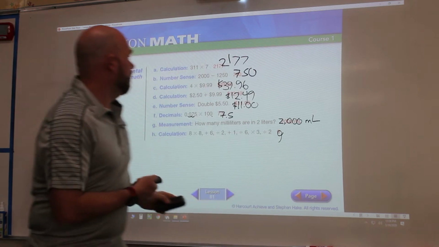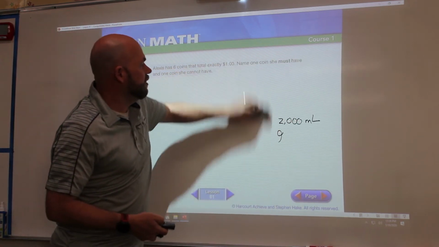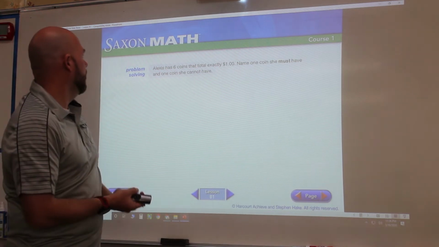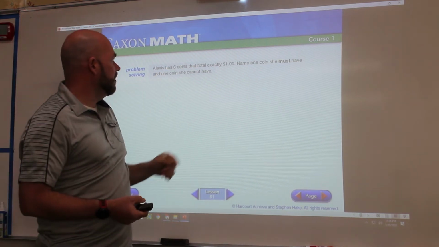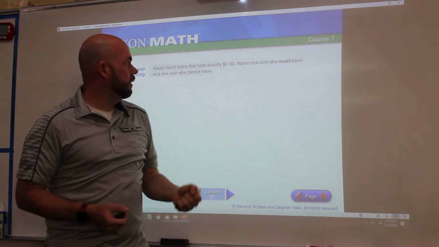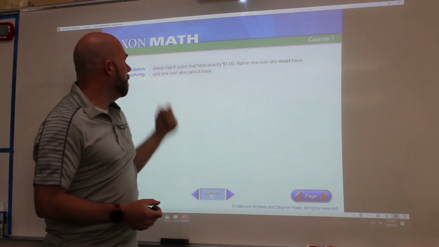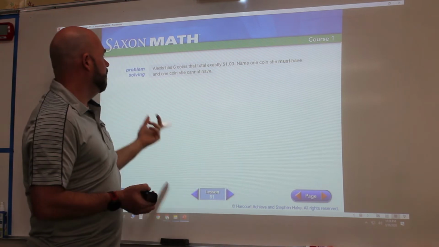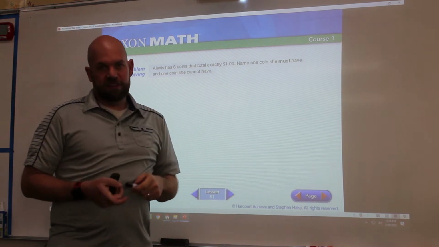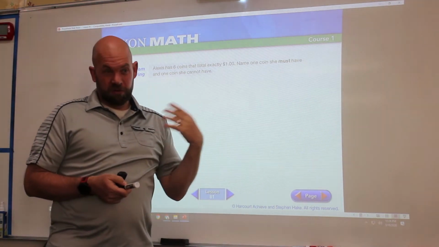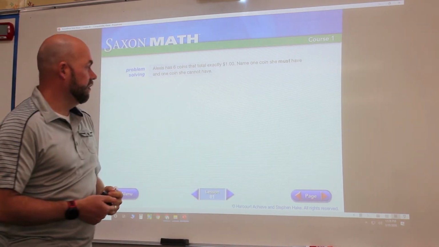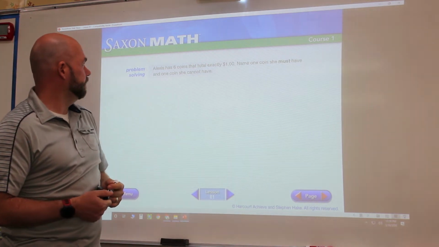For our problem solving, again, let me read this to you and see what you can do on your own, and then after a few seconds I'll try to solve it. Alexis has 6 coins that total exactly $1. Name 1 coin she must have and 1 coin she cannot have. So if we rethink through this, it's just she has 6 coins. We know she's going to have at least 1 kind of coin and she can't have 1 kind of coin. Okay? So go ahead and try to figure that on your own.